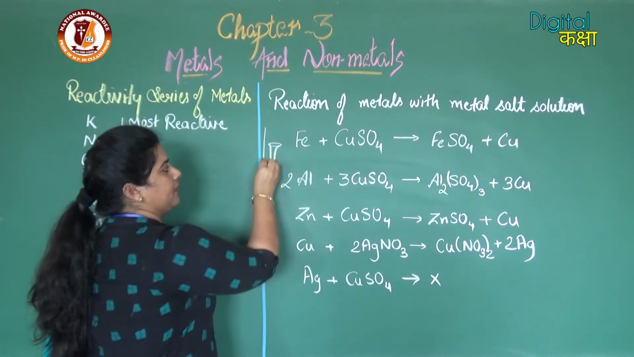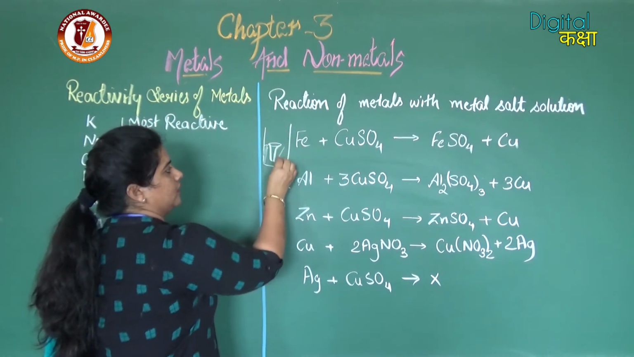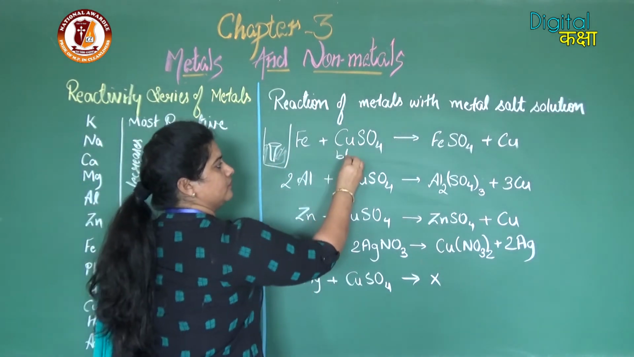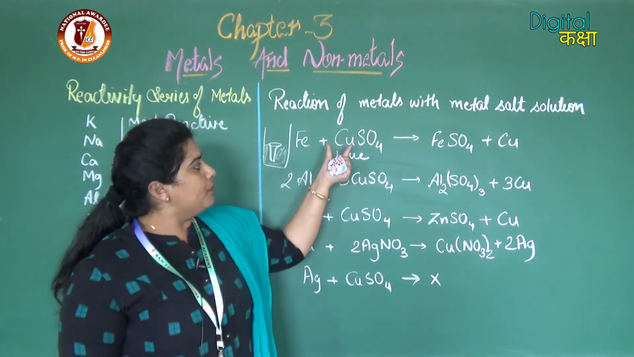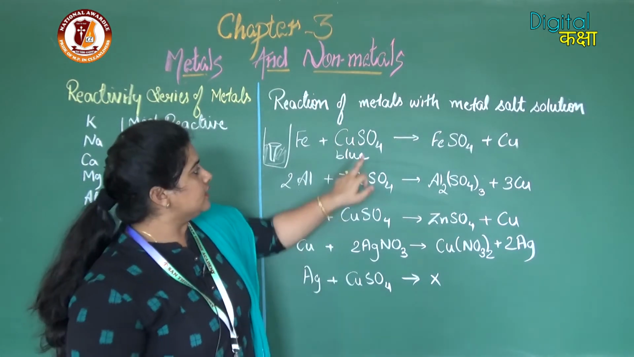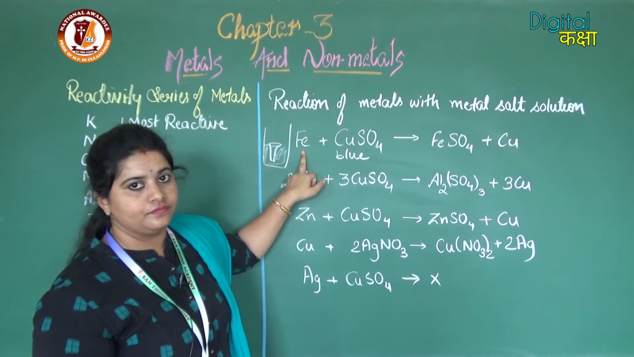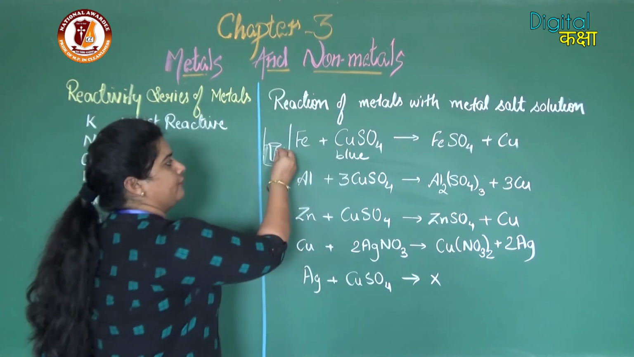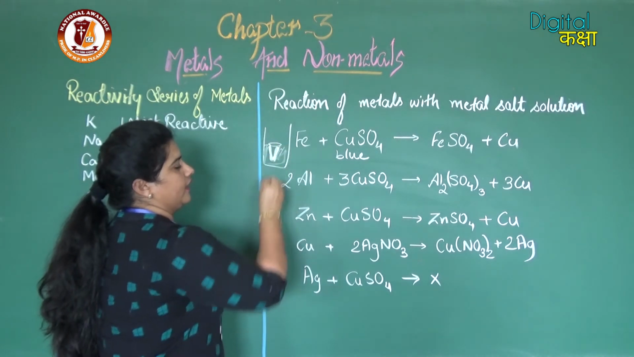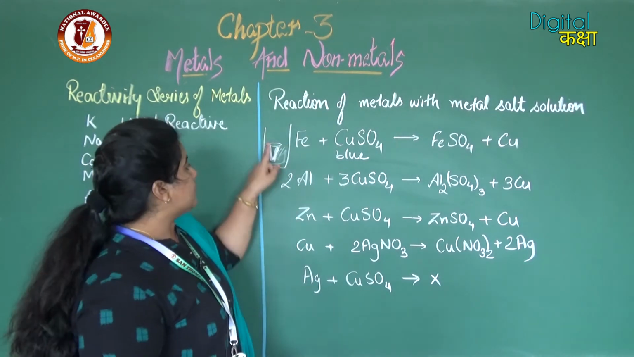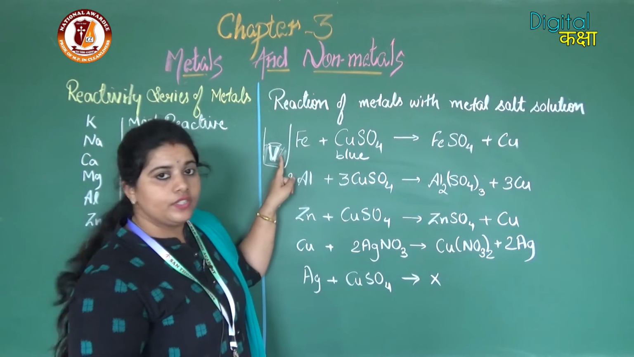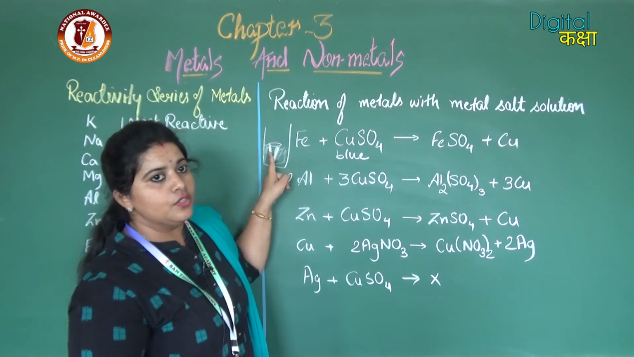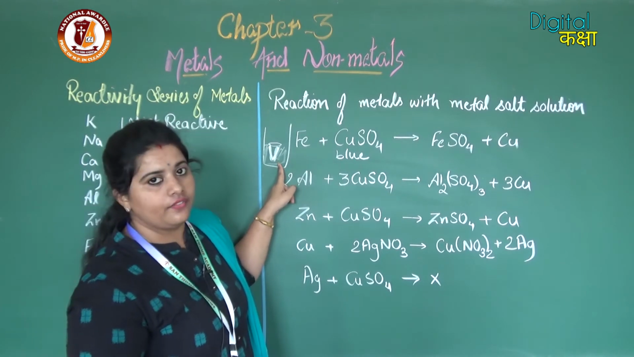Iron nail when kept in copper sulfate. The copper sulfate is blue in color. The copper from copper sulfate is displaced by iron, and the copper, since it is displaced, has come and formed a layer on this iron nail, brown in color. The solution copper sulfate is blue, but from the solution copper has come to the iron, so the color of the solution will fade away.